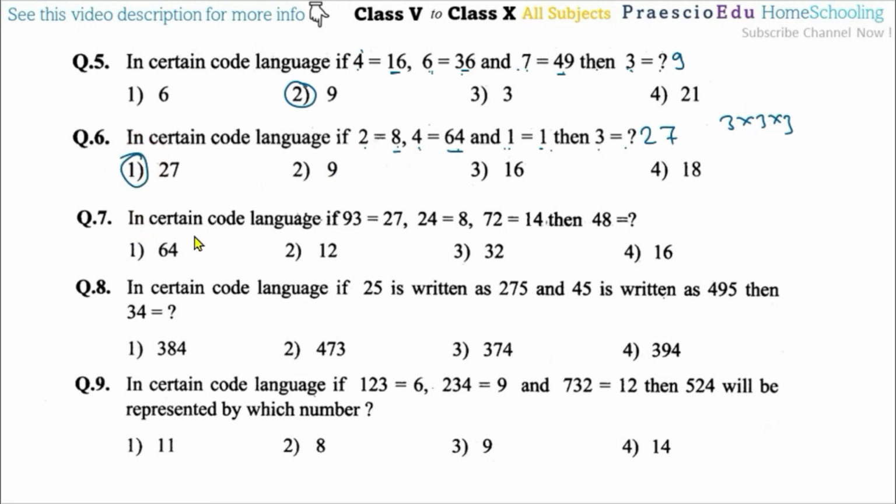Then question number 7, in certain code languages, if 93 is equal to 27, 24 is equal to 8, 72 is equal to 14, then 48 is equal to how much?